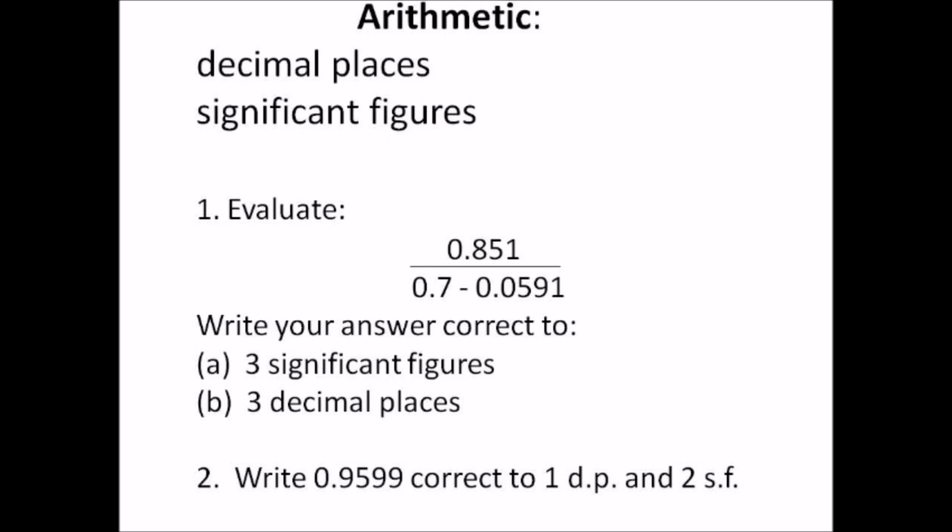Write 0.9599 correct to 1 decimal place and to 2 significant figures. So go ahead and work number 2. You just got to write it correct to 1 DP and correct to 2 SF. DP for decimal places, SF for significant figures. Got it? Yeah, you got these.